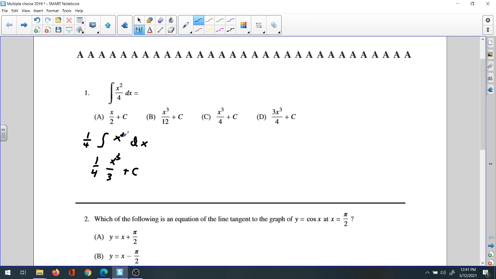So x exponent 2 plus 1, that's the new exponent, divide by the new exponent, times 1/4. Then it will be x to the third times 1 is x to the third. 3 times 4 is 12, plus constant. So the correct answer is B.